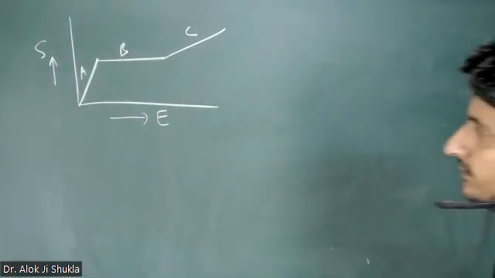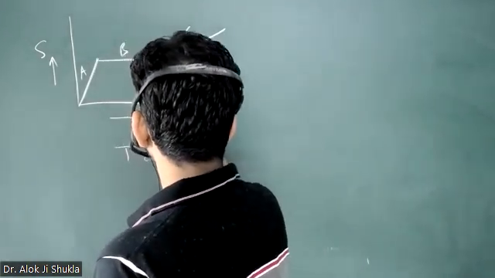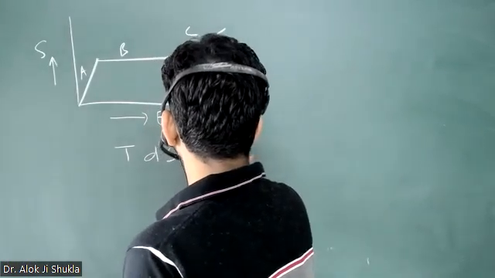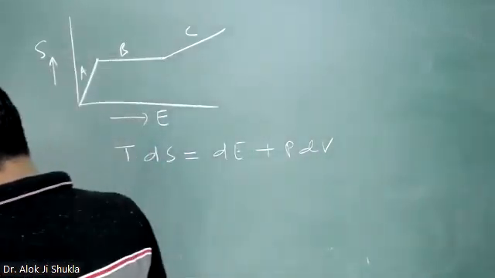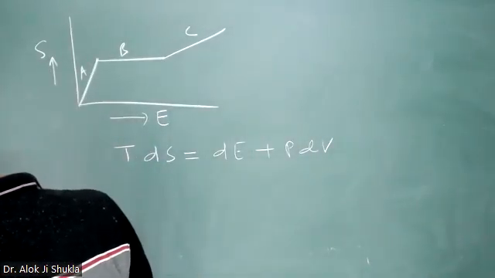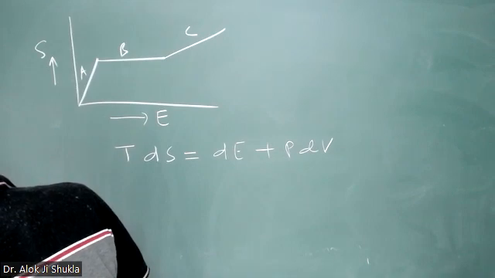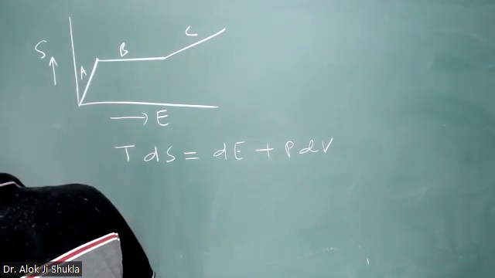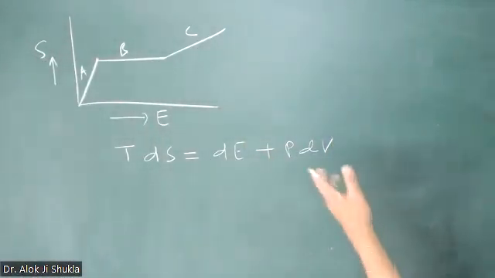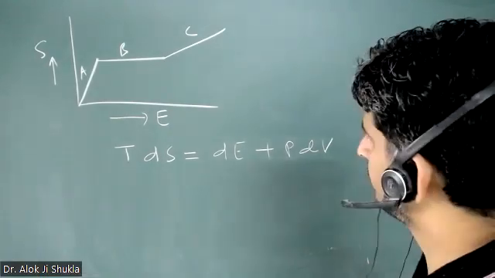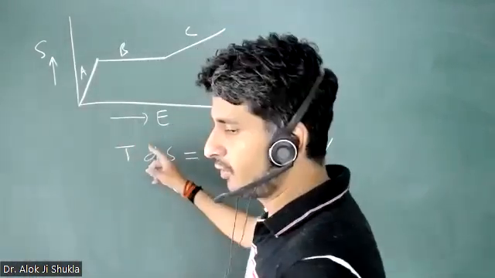TdS is equal to dU plus PdV, that is, dE plus PdV. The question: entropy of a thermodynamic system as a function of energy is given by the following graph. The temperatures of the phases A, B, and C are denoted by TA, TB, and TC. If I want to calculate del S by del E, that will be the slope.